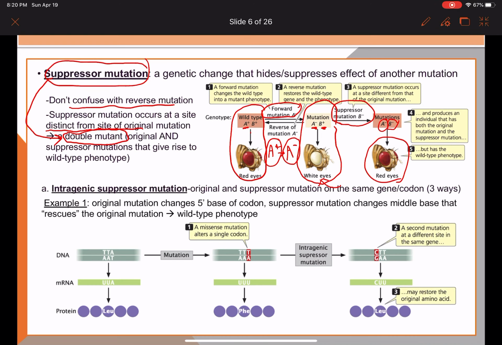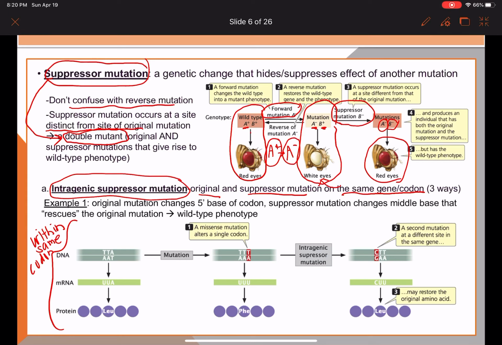So with suppressor mutations, there are two different categories. One is called intragenic suppressor mutation, which is when you have the original and the suppressor mutation on the same gene or codon. Now, this can actually happen in three different ways. One way is when the double mutant happens within the same codon. So this is what's being illustrated here.